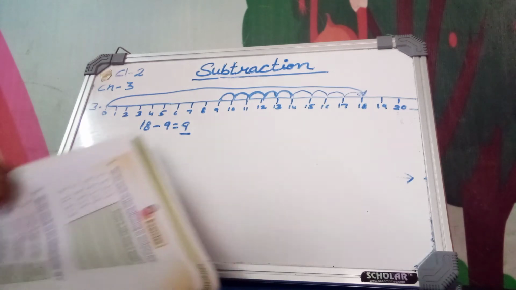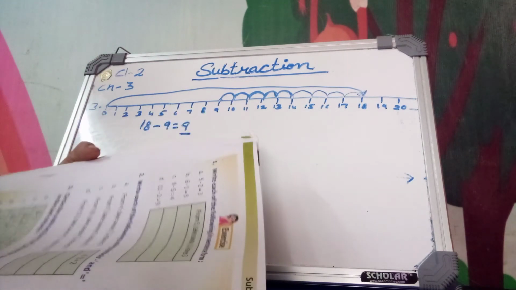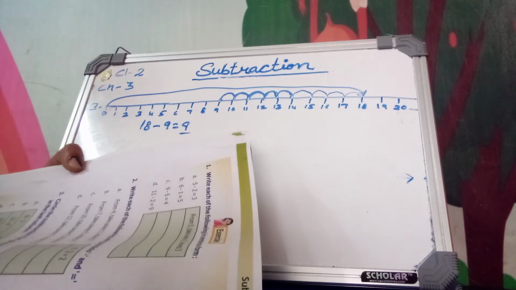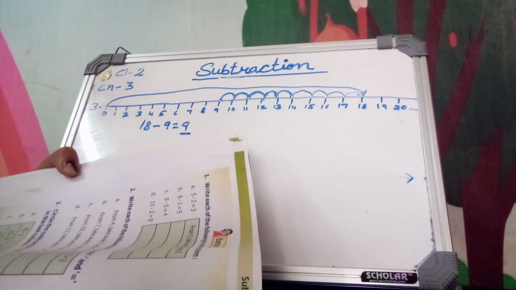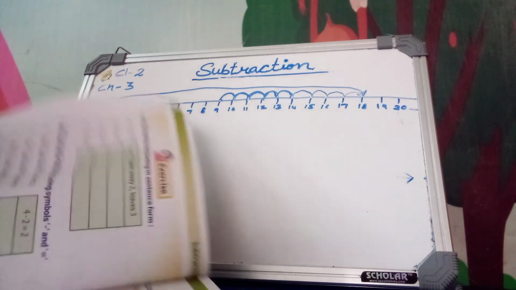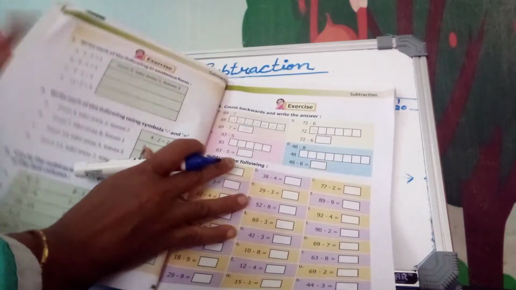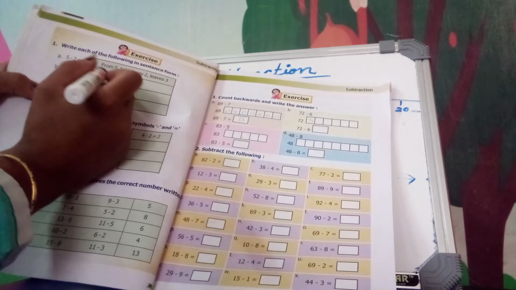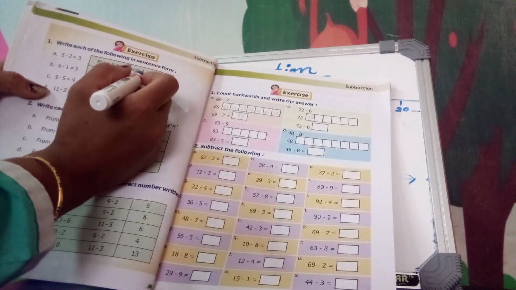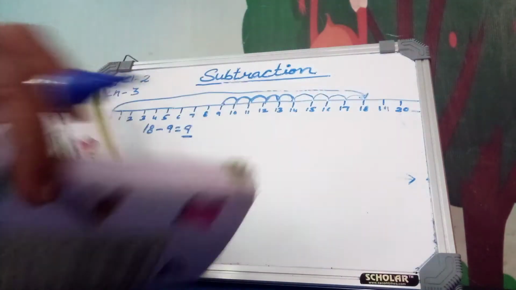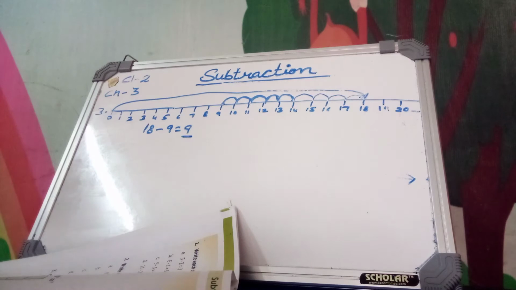Next exercise. Write each of the following in sentence form. We will write sentences for this exercise. First is already done for you. Now see here: 5 minus 2 equals 3, how do we say this? From 5 take away 2 leaves 3. Leave means left. How many numbers are left?